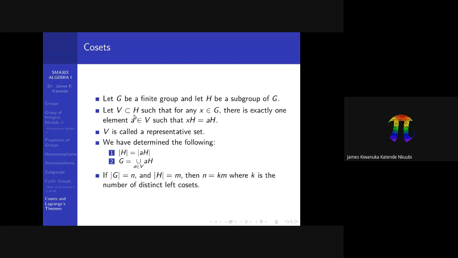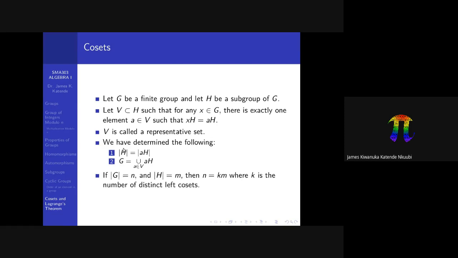No, this is wrong. V should be a subset of G, not a subset of H. So I need to pick a subset of G. V is a subset of G such that for any other X in G that I pick, there is exactly one element A in V such that XH is equal to AH. So I pick a representative which gives me exactly one of the distinct left cosets. For each left coset, I just pick one representative, and I set up my new set V, which should be a subset of G, not a subset of H. So this should be G. Please note that correction. We call V the representative set.